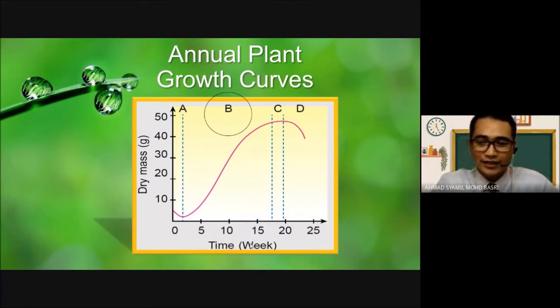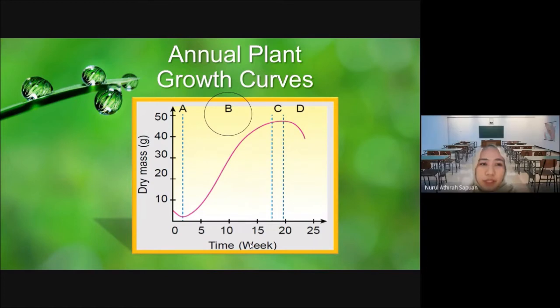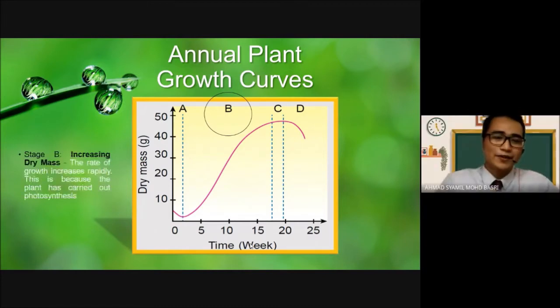So I would like to ask Athirah. As you can see here, there is the B region, the circle in the B region. So I would like to ask, can you describe what this B region is? I think the B region of the growth curve indicates that the rate of growth is increasing. This is because the plant carries out photosynthesis during that stage. Yes, it's correct. Well done, Athirah.